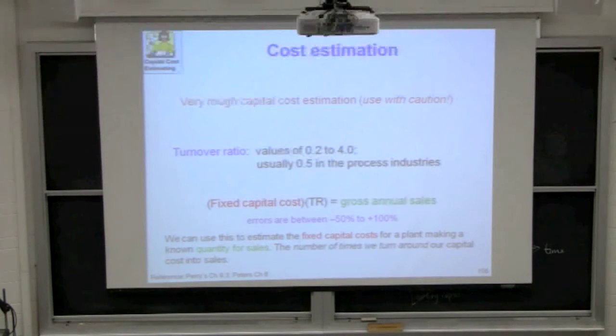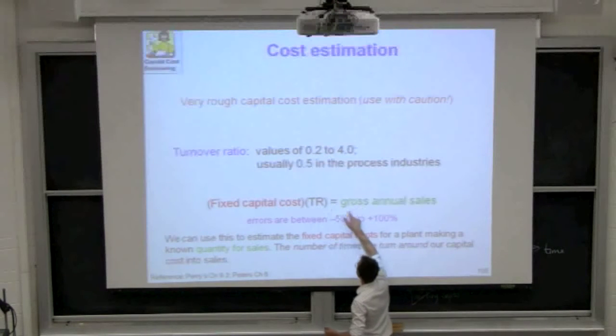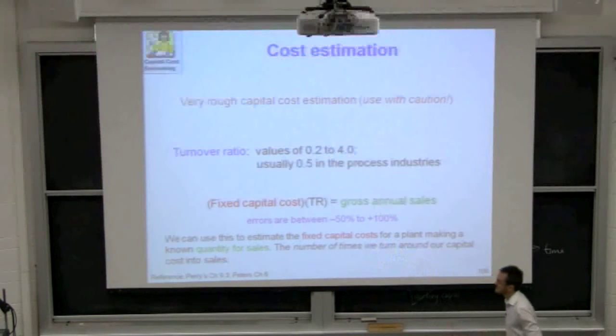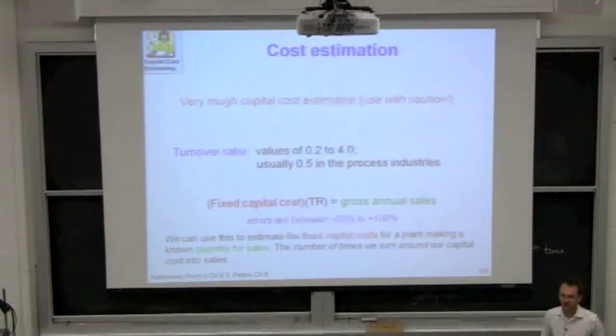Well, how do you calculate your fixed capital costs? Take fixed capital costs and divide it by this number, turnover ratio here on the left. So bring the turnover ratio over to the right-hand side. And in the process industries, that's a number of 0.5, typically. Okay. Now let's think what that says. It says that, let's say you estimate gross annual sales to be $100 million, it's going to cost about $200 million to build that plant.